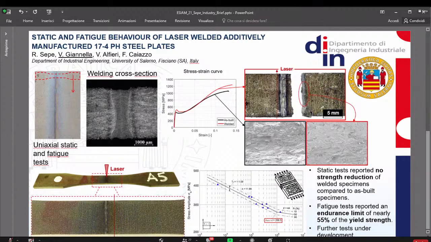At the bottom right corner of the slide, instead, we can see the Wöhler diagram we derived from the fatigue tests. We obtained an endurance limit of nearly 270 megapascal, that is nearly equal to 55% of the yield strength of this material. Now, we are currently performing further fatigue tests on both the welded and the as-built specimens, without any weldment, for a comparison. And that is all. Thank you for your time. If you have any question, I'll try to answer to the best of my knowledge.